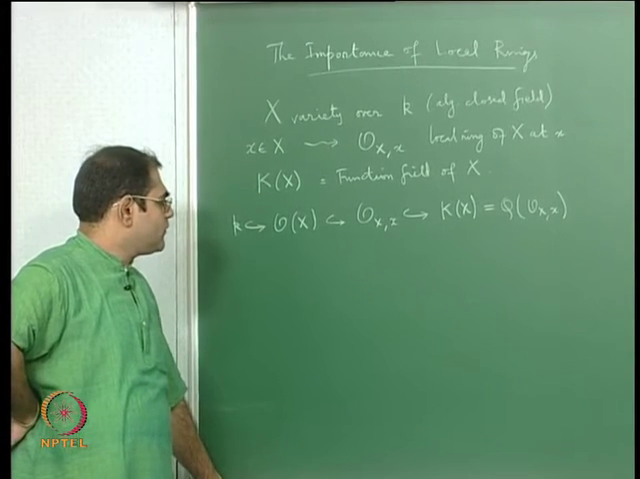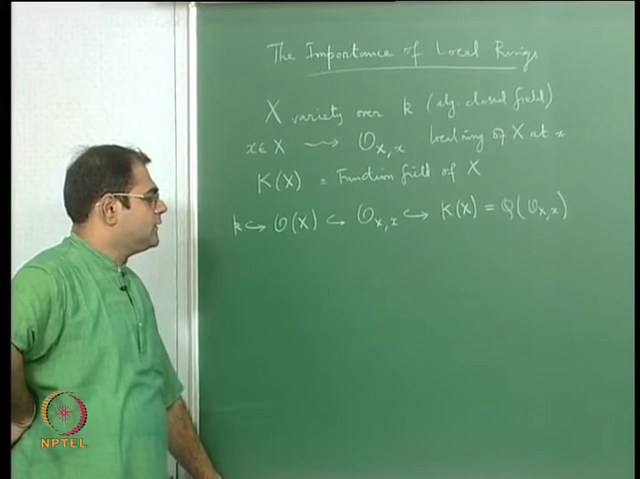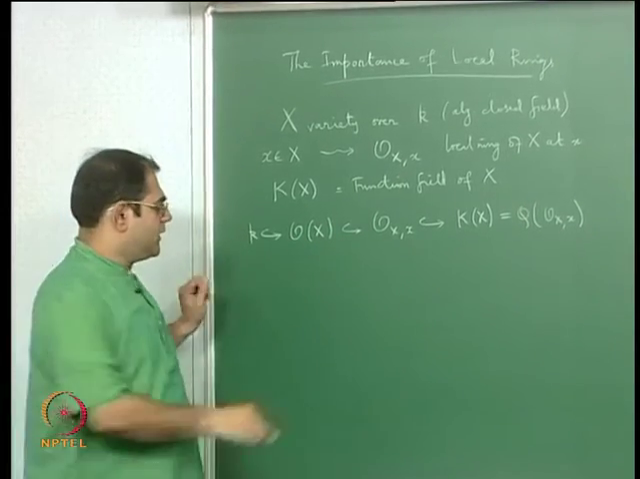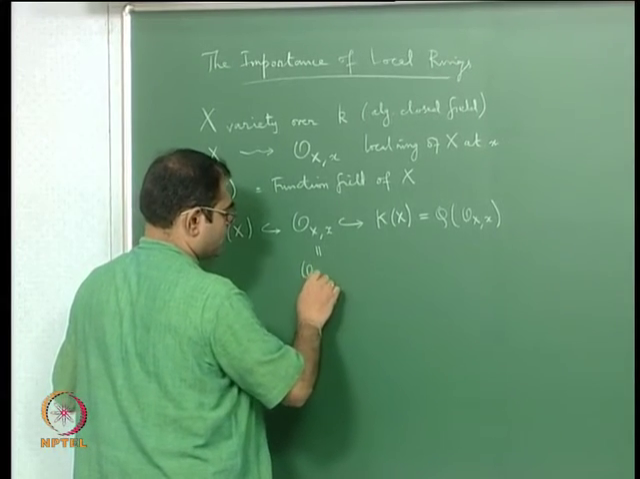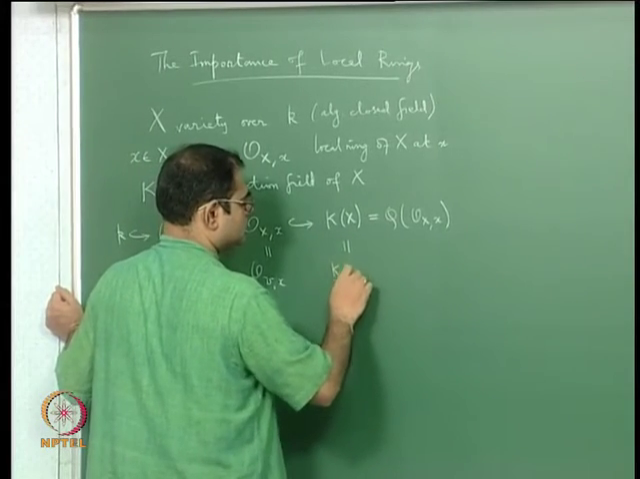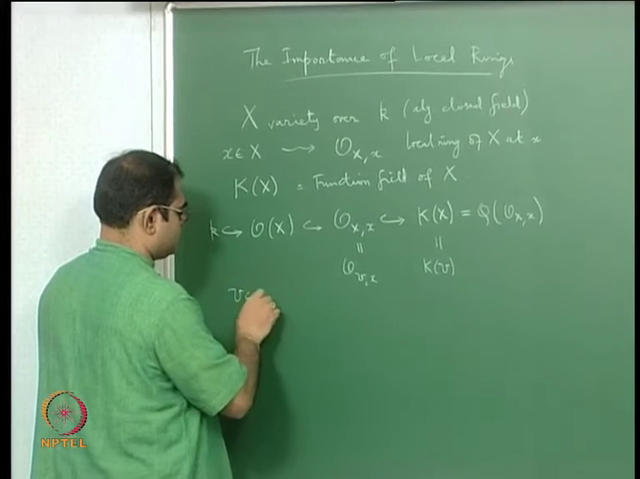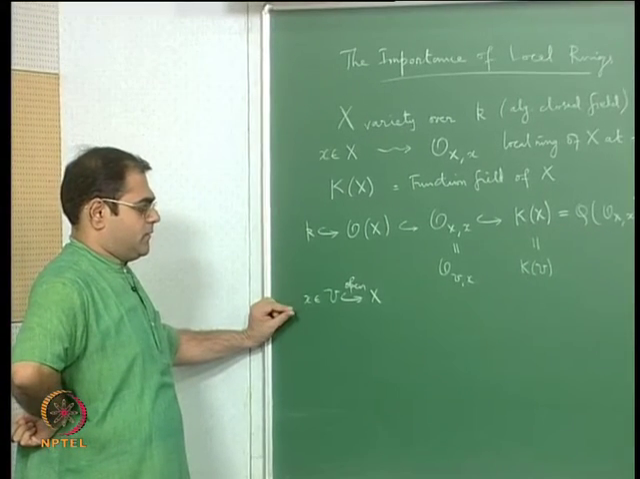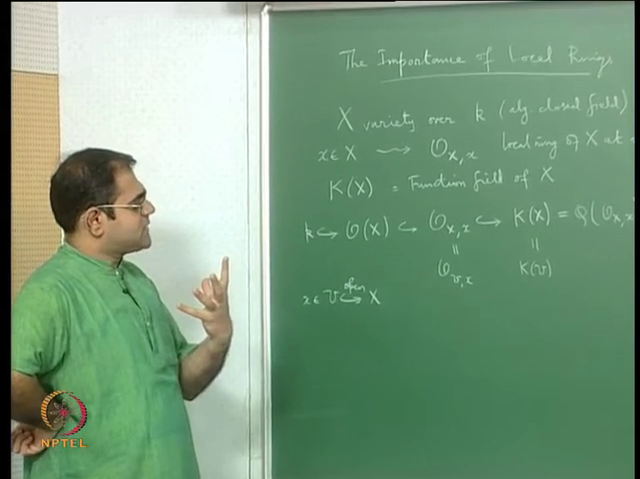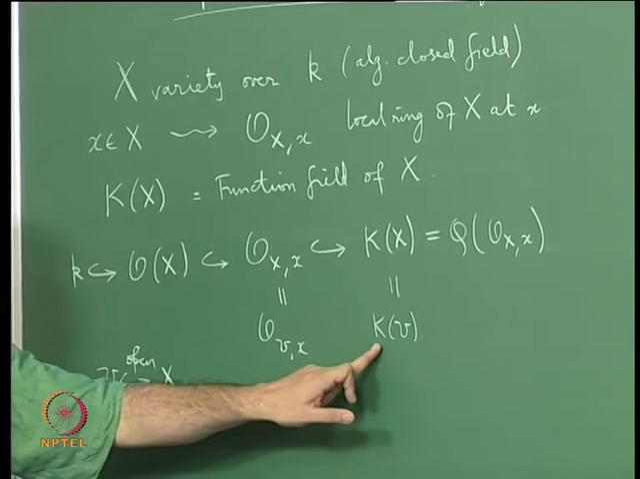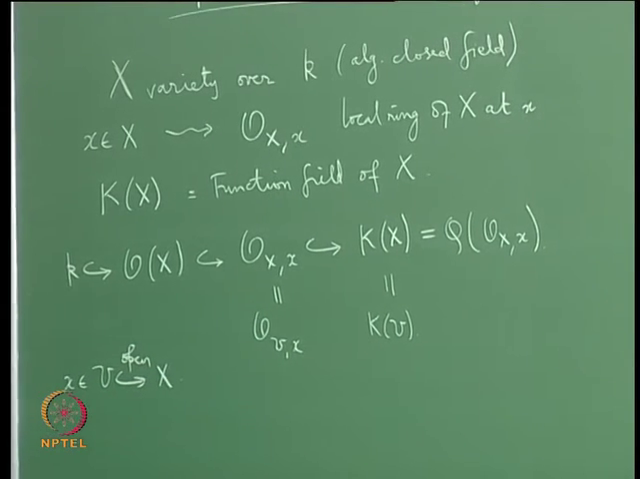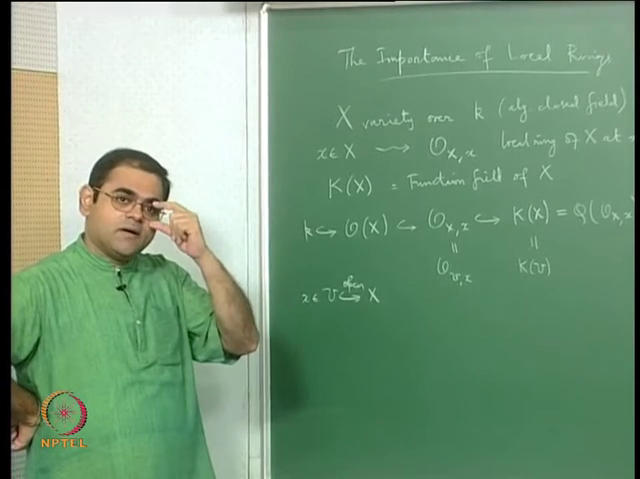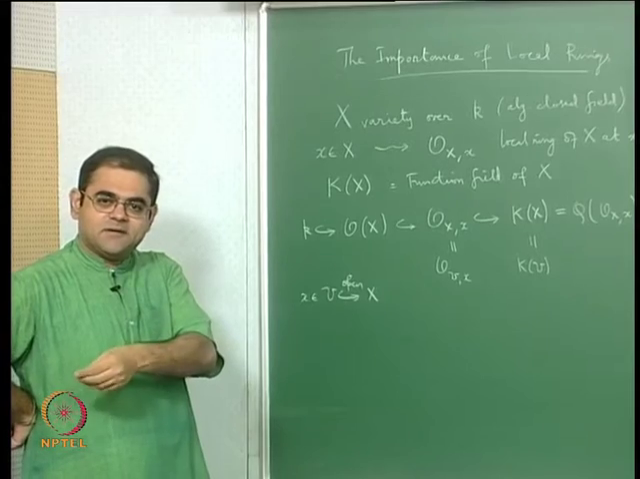In fact, if you go to any non-empty open set U, then Kx is the same as KU, and the local ring at x is the same as the local ring of U at x. Okay, so let me also write that this is also equal to OU,x, and this is also equal to KU, where U is an open subset of X and small x is in capital U. And so the local ring does not change if you go to a smaller open set, and the function field also does not change if you go to a smaller open set, because the so-called smaller open set is actually not so small, okay. Any non-empty open set of a variety is irreducible and in fact it is dense. So what you are throwing out, the boundary, is just a very small set, okay.